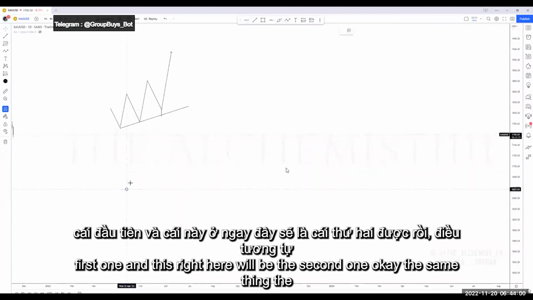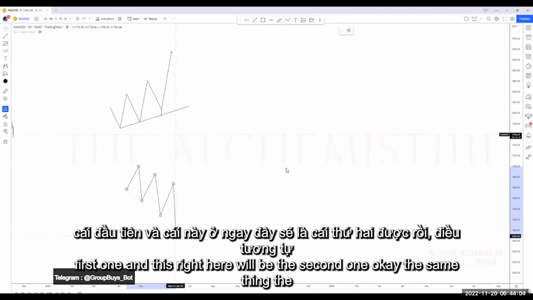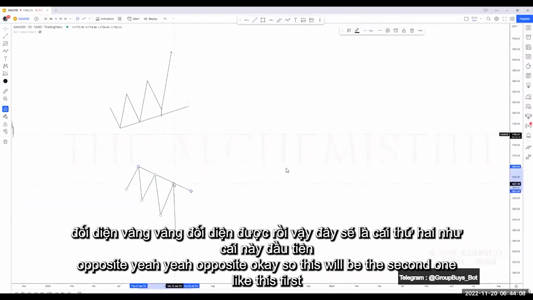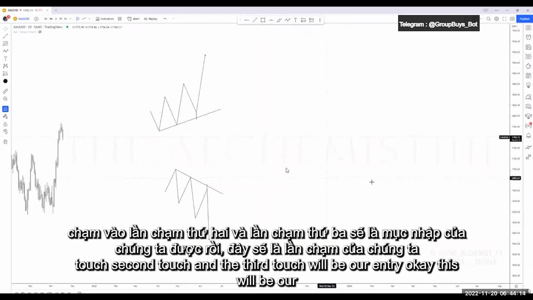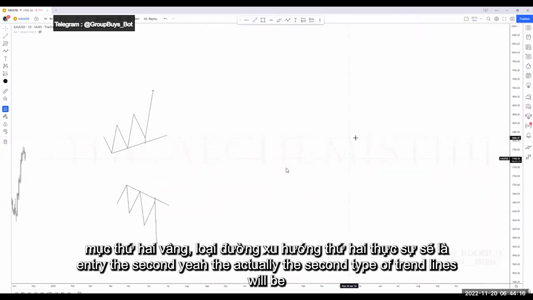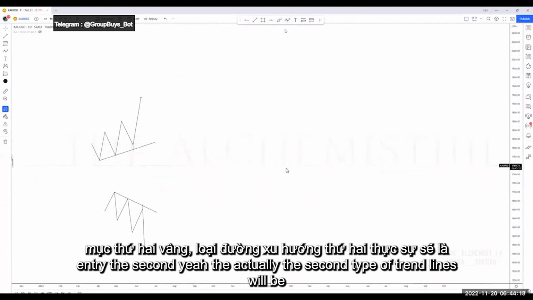And same thing, this right here will be the second one, the same thing the other way, the opposite. So this will be the second one, like this. First touch, second touch, and the third touch will be our entry. The second type of trend line will be something like this.